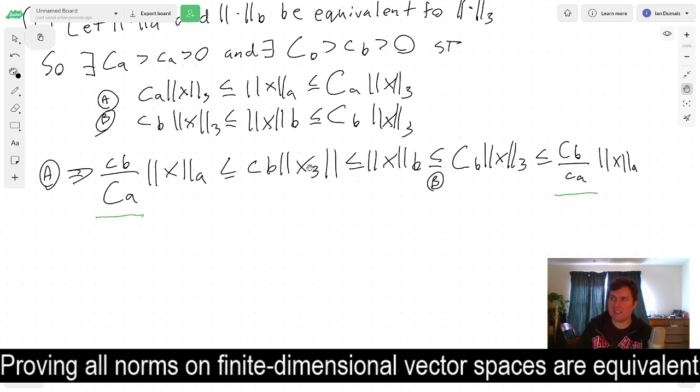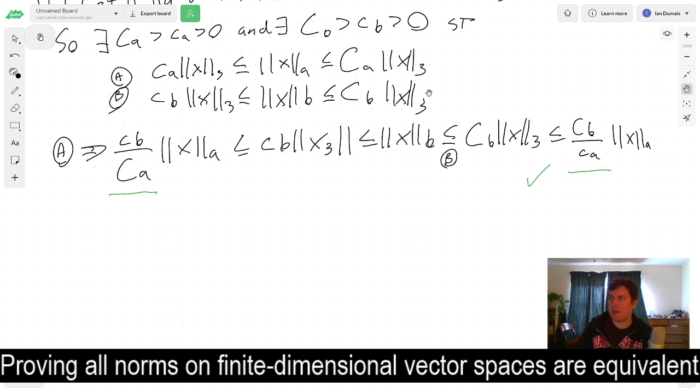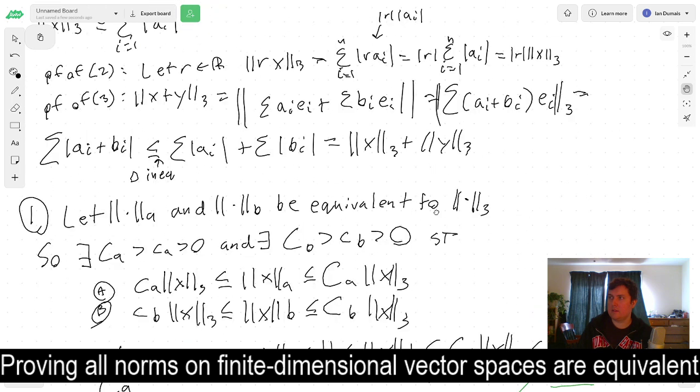We've sort of bypassed this x3. As you can see, I didn't use anything about the norm of x3. I didn't have to call it x3. It could be any norm. This shows that norms are transitive. Cool. Step 1 done. Let's go back up.